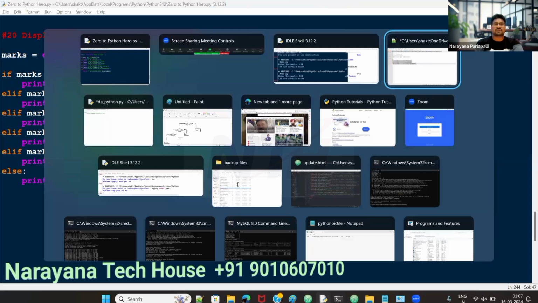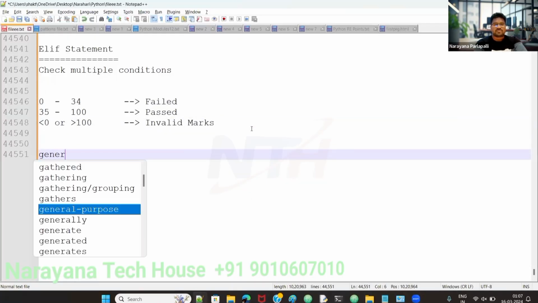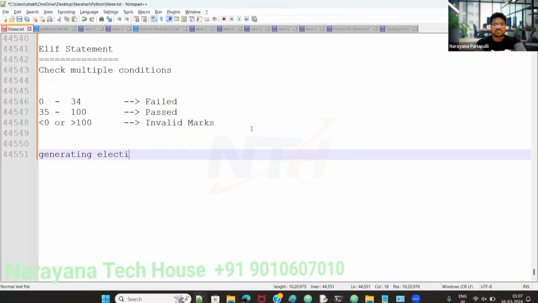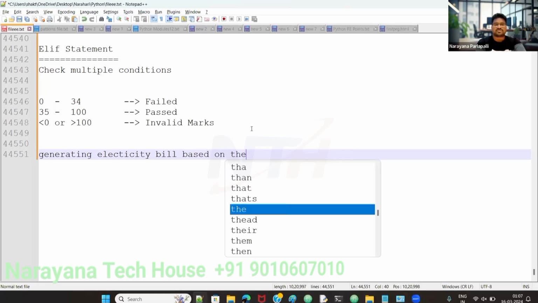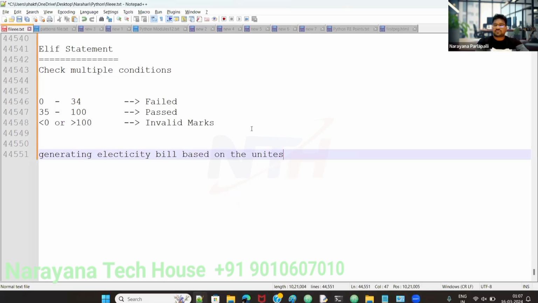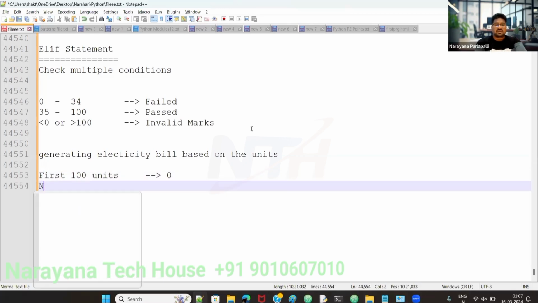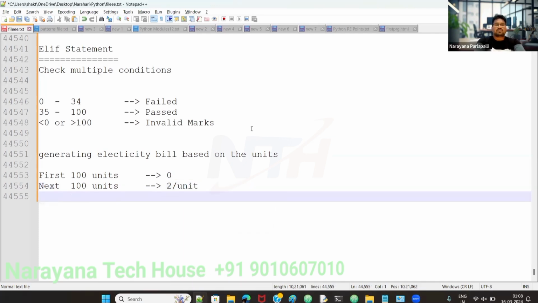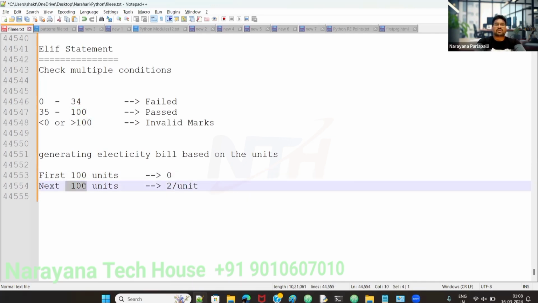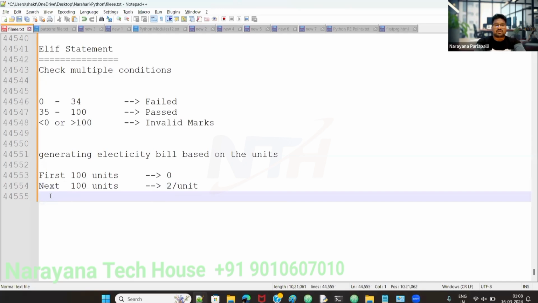So we ask the user to enter consumed units. On that we generate the amount. First, up to 100 units, it is free, meaning no amount for the first 100 units. Next, the next 100 units, meaning 101 to 200, it is only 2 rupees per unit. And after 200 units, it will be 5 rupees per unit.